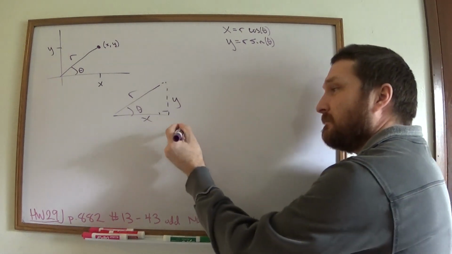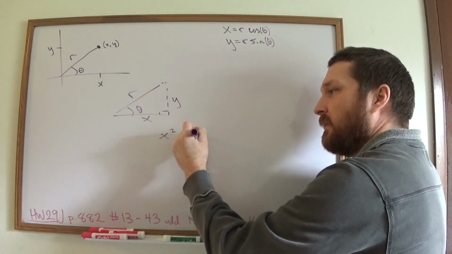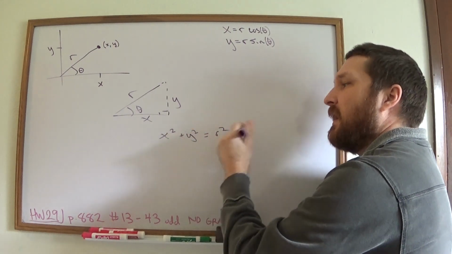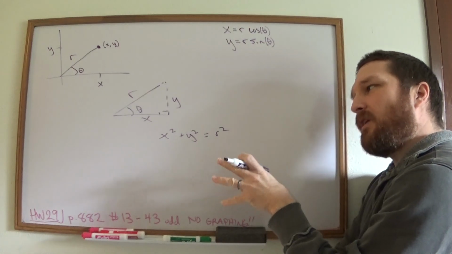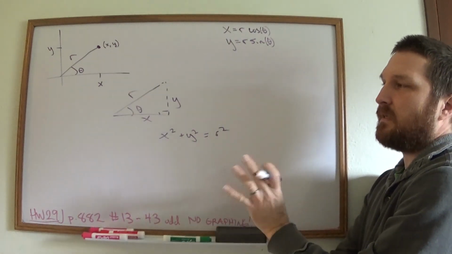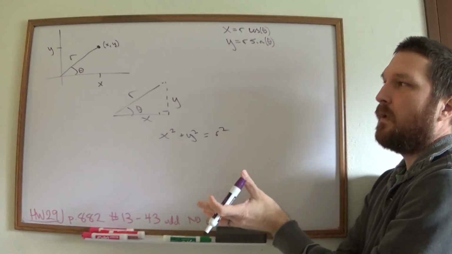Square root of x squared plus y squared. There you go, right? We use the Pythagorean theorem to say that x squared plus y squared is equal to r squared. And then if we want r just by itself, we take the square root, and it could be negative, because now you would get a plus or a minus.